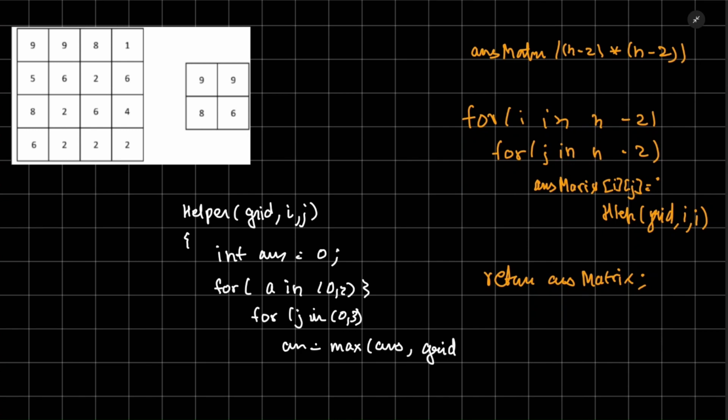And now answer is equal to max of answer comma grid. And now which element? We can't just say grid of a comma b, because that will always be 0 to 3. You have to give them the offset where you are starting. So that would be grid of a plus i and then j plus b. So this would give you the elements, like for example, if you are here, so let's use a different color. The coordinates of this one will be 0, 1. Sorry, that would be 1, 1.